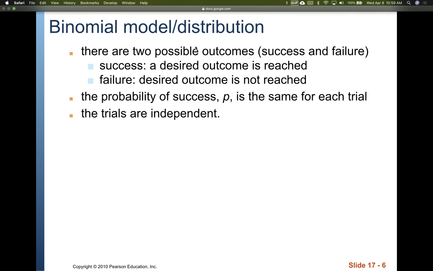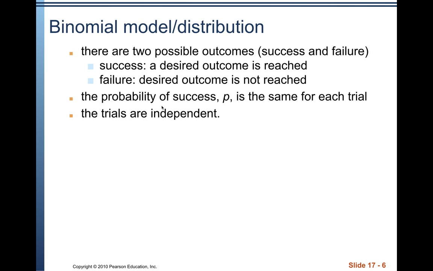So these are the three main characteristics of a binomial model or a binomial distribution. That there are two outcomes, probability stays the same for each trial, and then the trials are independent.